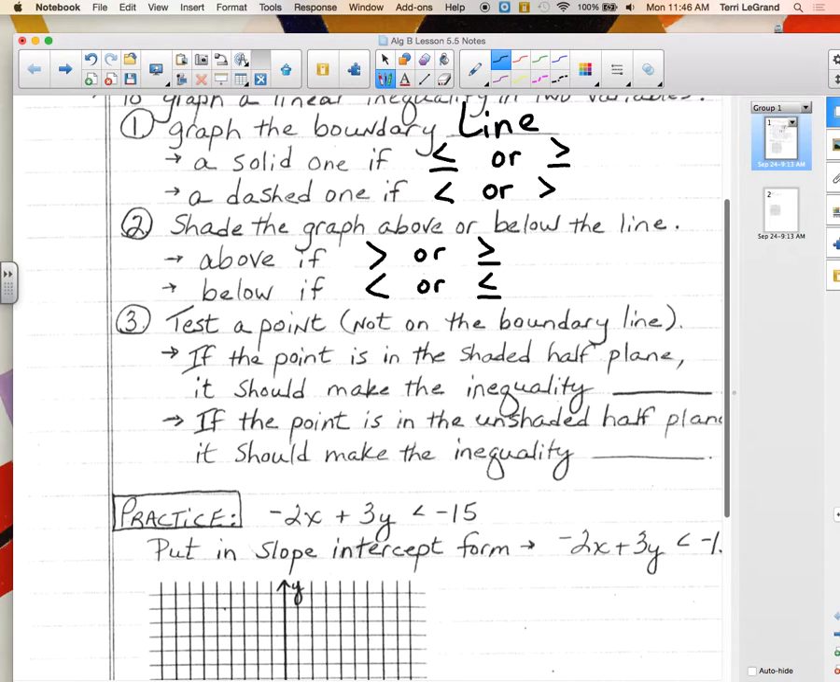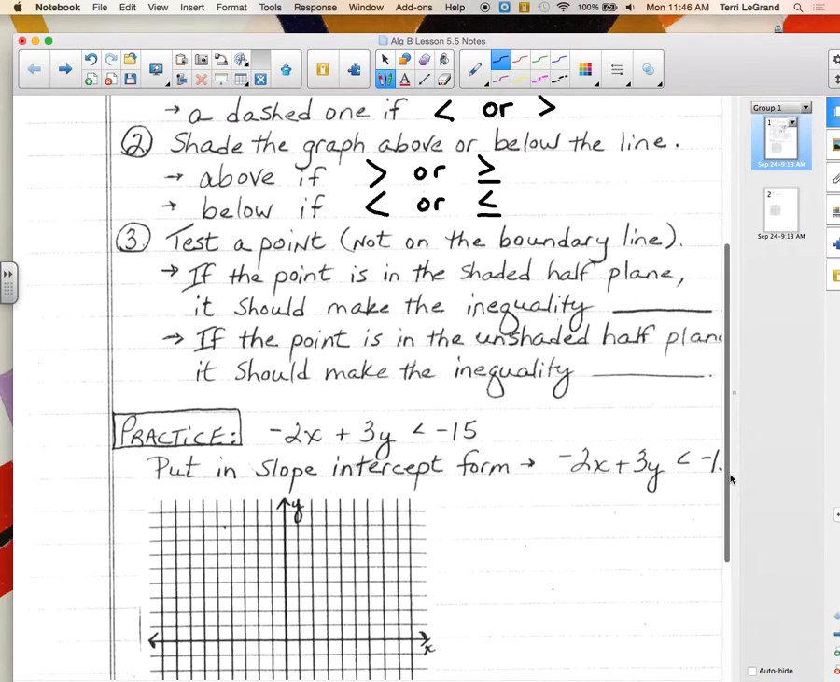Then we're going to test a point not on the boundary line. You can do this test point one of two ways. You can shade first, because you're pretty convinced that you understand above and below, and then test it to make sure that you shaded the correct side. Or you can do your test point before you shade to help you decide which side to shade. So you can flip-flop steps 2 and 3 here if that works better for you.